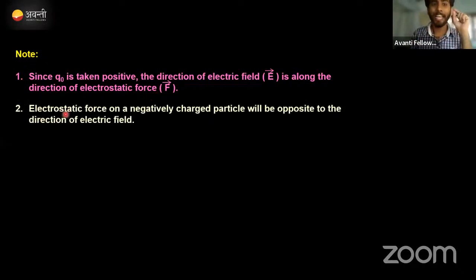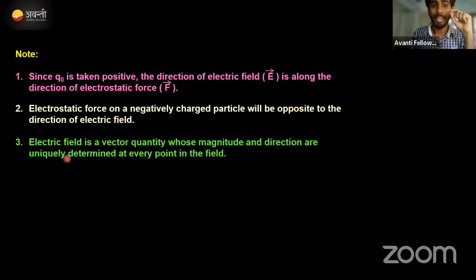Second point, electrostatic force on a negatively charged particle will be opposite to the direction of the electric field. Correct now? And then the third one, electric field is a vector quantity whose magnitude and direction are uniquely determined at every point of the field.